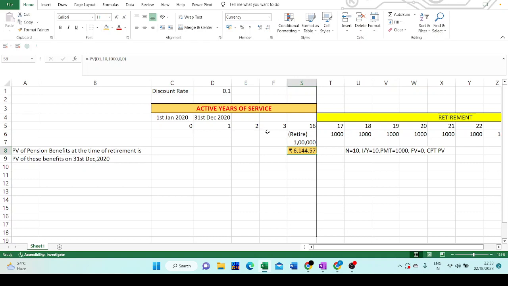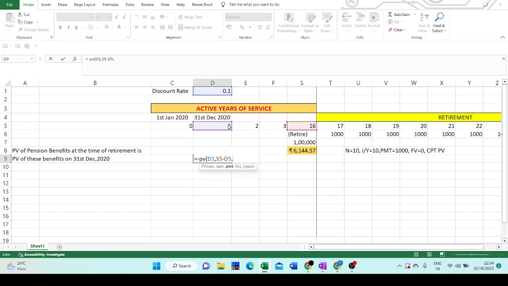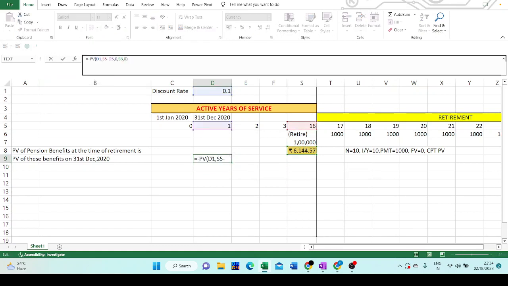We would discount 6144.57 for 16 minus 1, 15 years at a discount rate of 10%, right? So let us do this as well. Minus PV, rate is 10%. Number of periods is basically 16 minus 1. PMT is 0. Right, FV is 6144.57. That is 1470.96. Right, let me round this up.